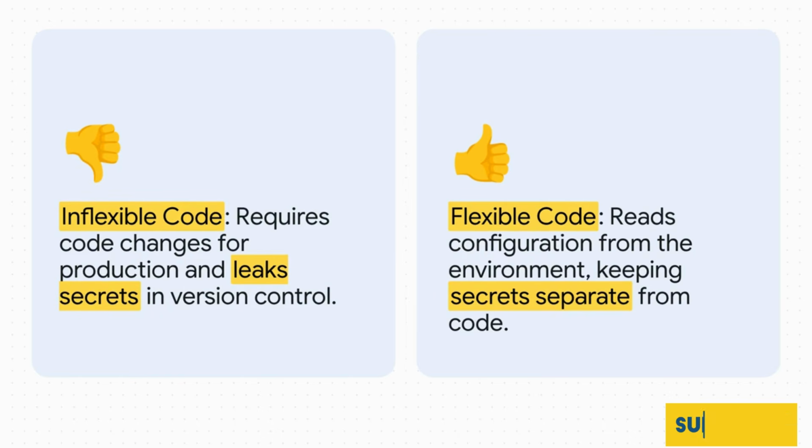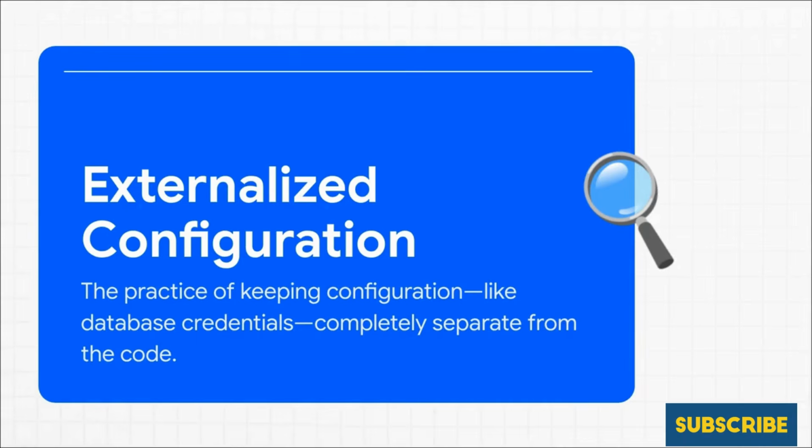This is a game changer, because now the exact same code can run anywhere, and your precious secrets are kept completely separate. And this whole idea has a name. It's called externalized configuration. And let me tell you, it is a non-negotiable, foundational principle for any serious backend app. It doesn't matter if you're using Spring profiles in the Java world or .env files with Python or Node, the goal is always the same: separate your code from the configuration. Getting this right is your first huge step toward going pro.